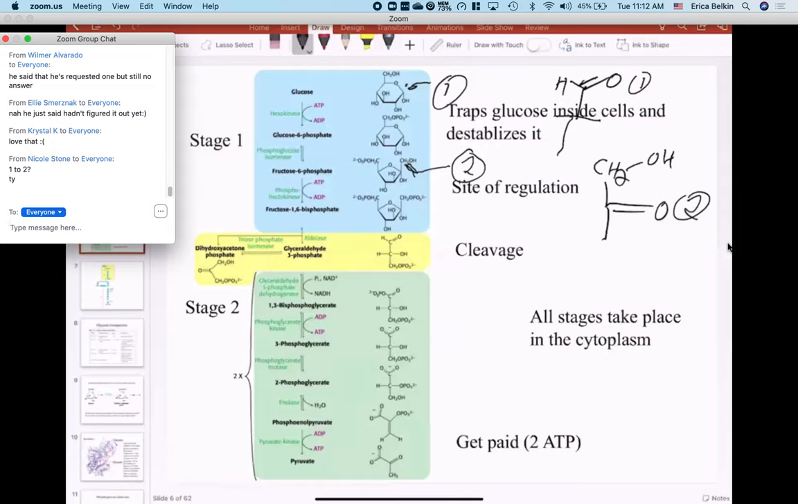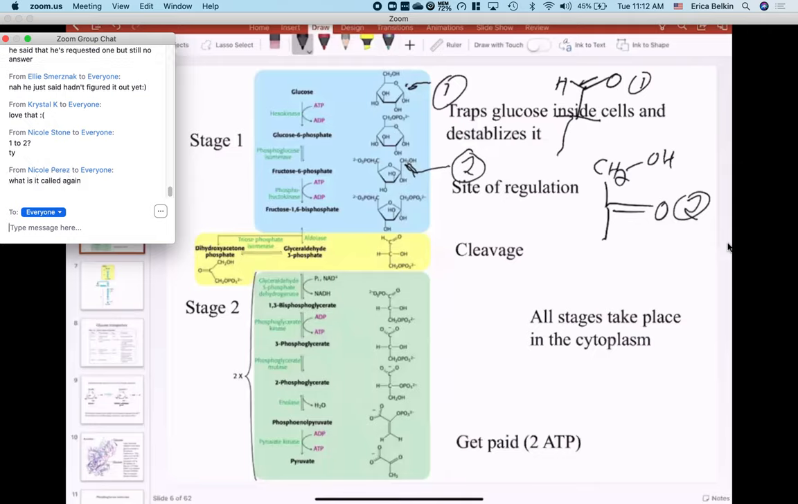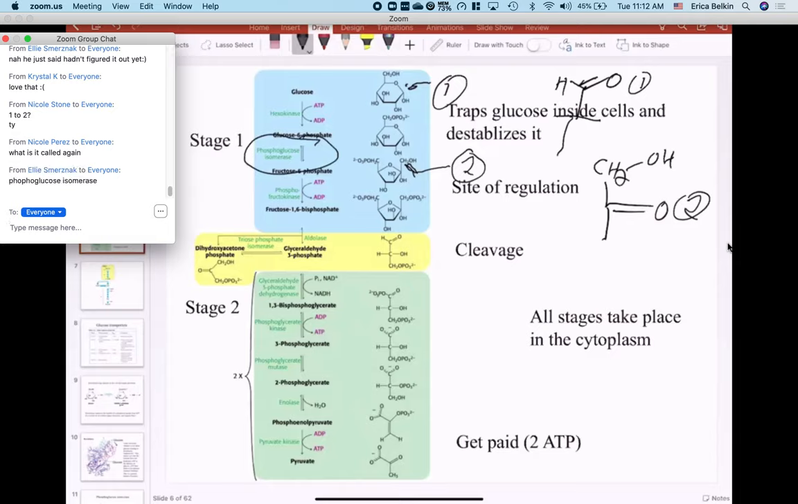And the reason it's called an isomerase is because what you're doing is moving the position of the double bond. You're not changing the chemical composition. So glucose 6-phosphate and fructose 6-phosphate are isomers of each other, and therefore it's called an isomerase. As you can see in this picture, phosphoglucoisomerase moves the carbonyl from the 1 position to the 2 position.